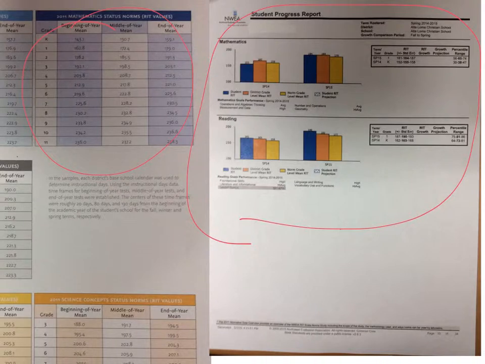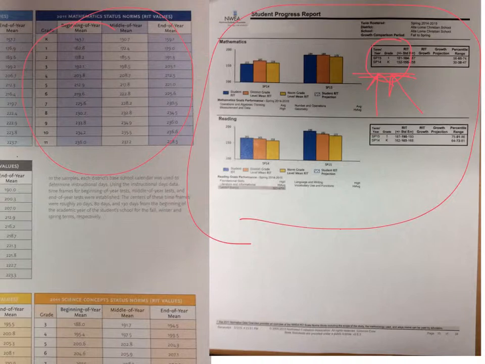So focusing only on the math section that is at the top. This is a student who is currently in first grade for 2015, and they were in kindergarten for 2014. And I can tell that because I'm looking right here at their grade level and the year. Okay, the year is there and the grade level is right there.